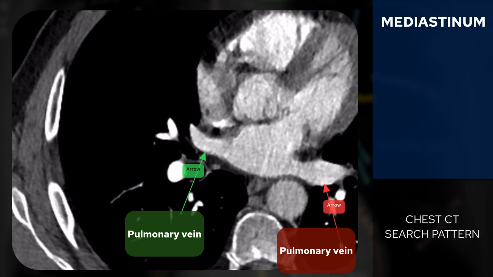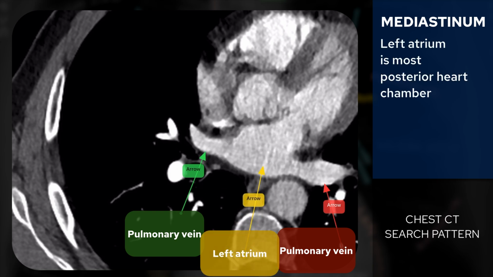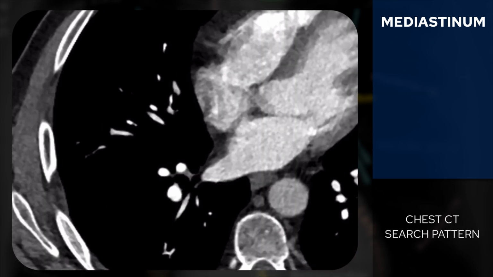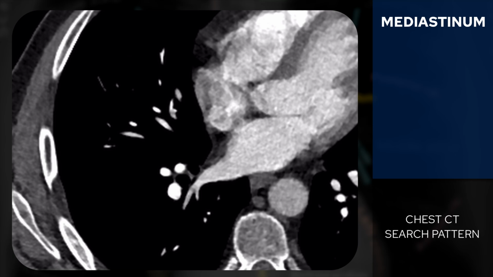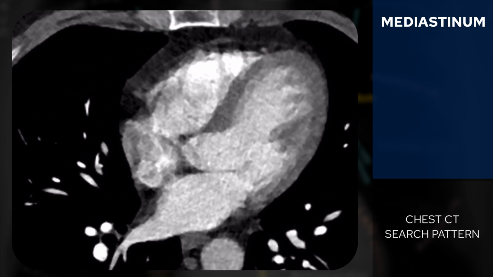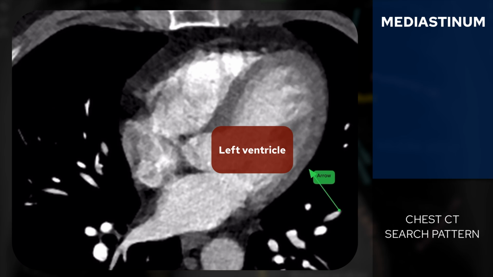Now remember, the left atrium is the most posterior of all the heart chambers, opposite to the right ventricle, which is the most anterior of all the heart chambers. Left atrium then drains into the left ventricle, which you can recognise by its thick wall. So here you're looking for any thinning of the left ventricular wall, you're looking for any filling defects, but don't confuse the papillary muscles, which look quite prominent, for filling defects within the left ventricle.